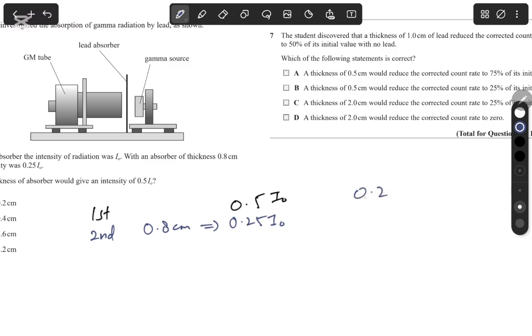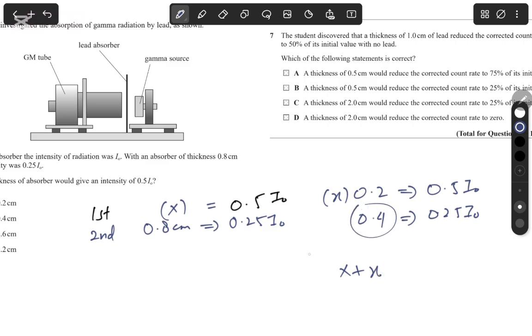So for example, it was 0.2 example. Okay, think about it as 0.2. So you got 0.5 I naught, and the second half thickness was 0.4 and 0.25 I naught. So this was x. That's what I'm trying to say. There's an x value here. I don't know what it is. And then x plus x gave me this value. Does that make sense? Okay, so x plus x gave me this value.